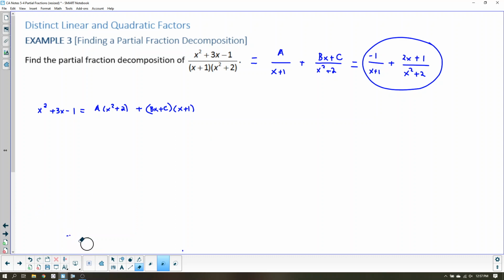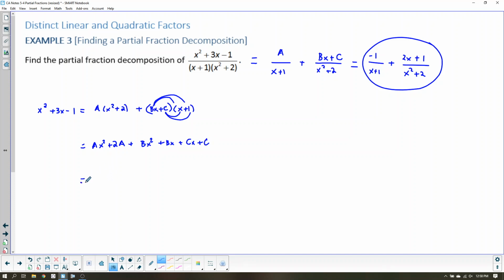Okay, so what the method does is it says go ahead and expand all of this out on the right. Kind of a mess, but let's go ahead and just do that. Right, over here we have to FOIL. So first, outer, inner, and last. So the first term is bx squared, then plus bx, then cx, and then plus c.